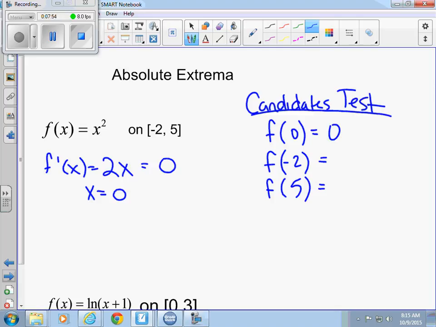f of 0 is 0, f of -2 is 4, f of 5 is 25. Which one is the biggest number? 25, right? 25 is the biggest. What's the smallest? 0. So our absolute minimum value is 0 at x equals 0, and our absolute maximum value is 25 at x equals 5.